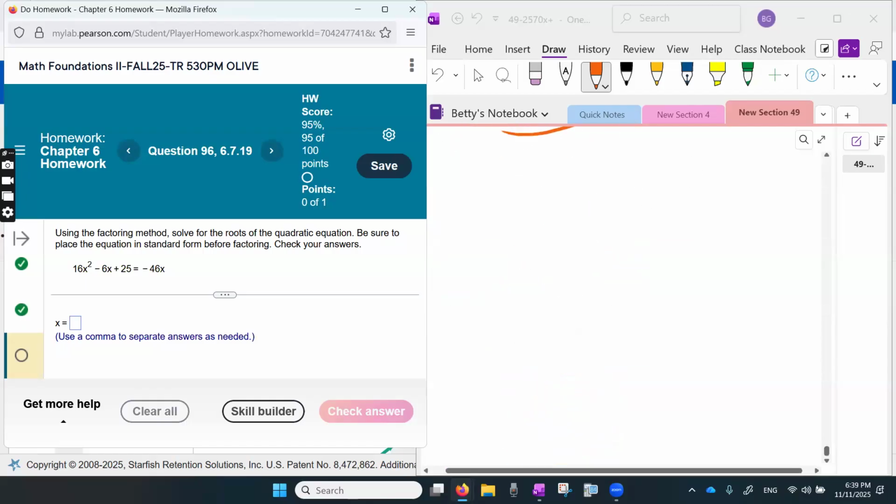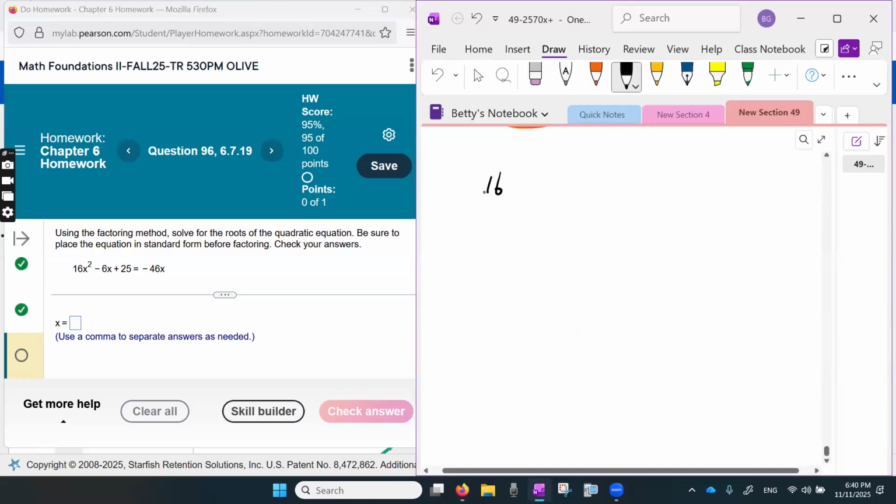This one, let's copy: 16x^2 - 6x + 25 = -46x. I emphasized this already, but I don't mind doing it again. When we solve a quadratic equation, we need to first write the equation in standard form, meaning the right side needs to be 0. If it's not 0, you have to make it 0. This one's right side is not 0. How do we make it 0? We add 46x to each side.